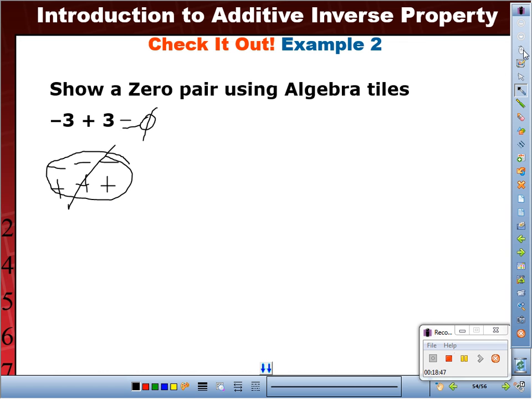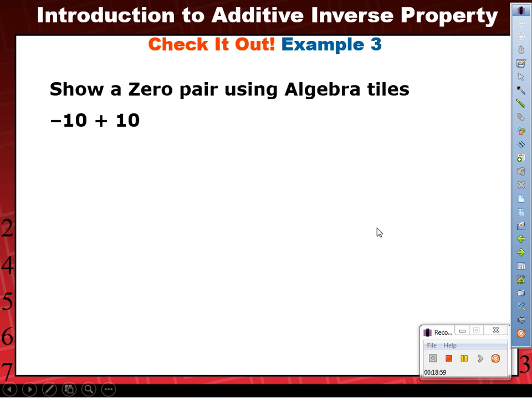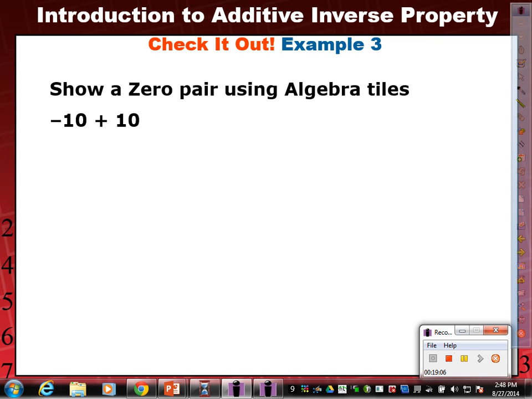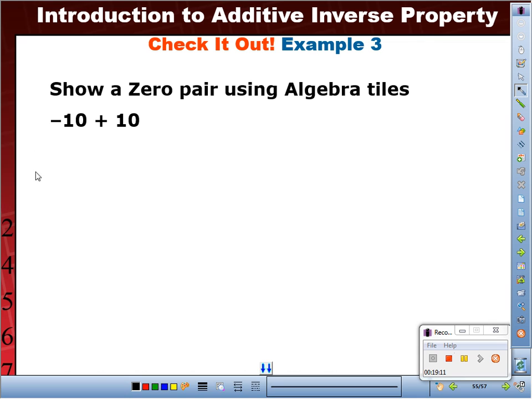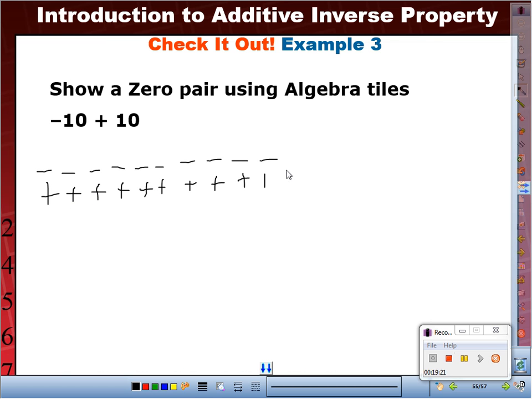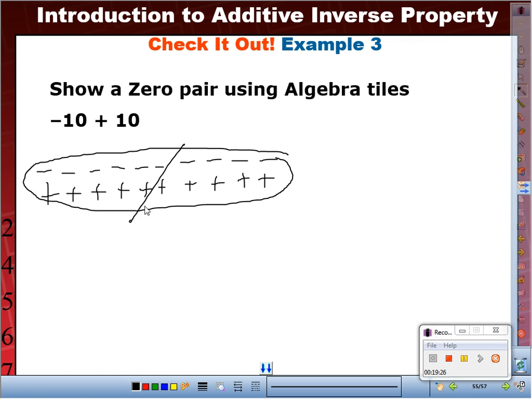Last one of these, example number 3. Do that one. See if you can go a little bit faster now. Alright. So, 1, 2, 3, 4, 5, 6, 7, 8, 9, 10. 1, 2, 3, 4, 5, 6, 7, 8, 9, 10. You circle this, cross them out because they're opposites, or also known as 0 pairs, and this became 0. Hands up if you got that.